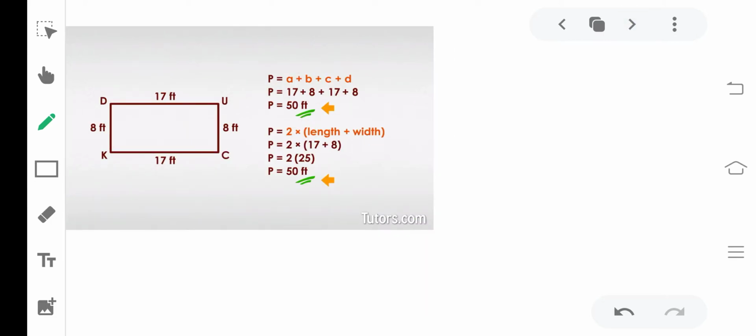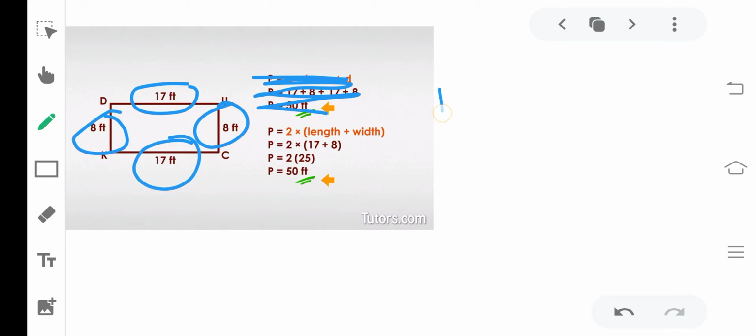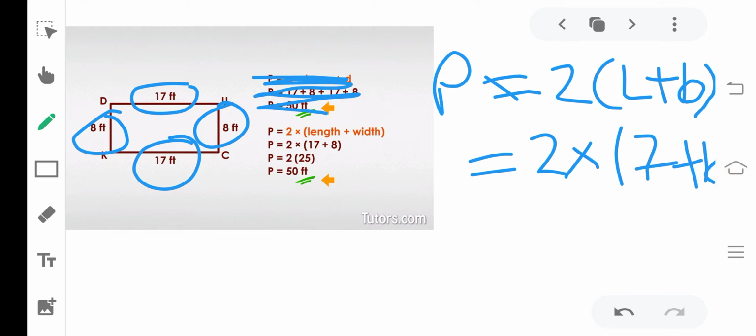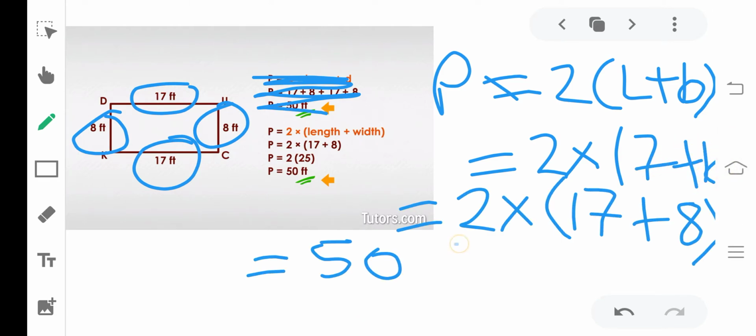Okay, let's see forward what is given. Here is a best example for you. Don't use this, you may get confused. So use this formula for perimeter. It is given 17 centimeter and 8. Then you will use that the perimeter is equal to 2 into length plus breadth. 2 into 17 plus 8 is equal to 50.